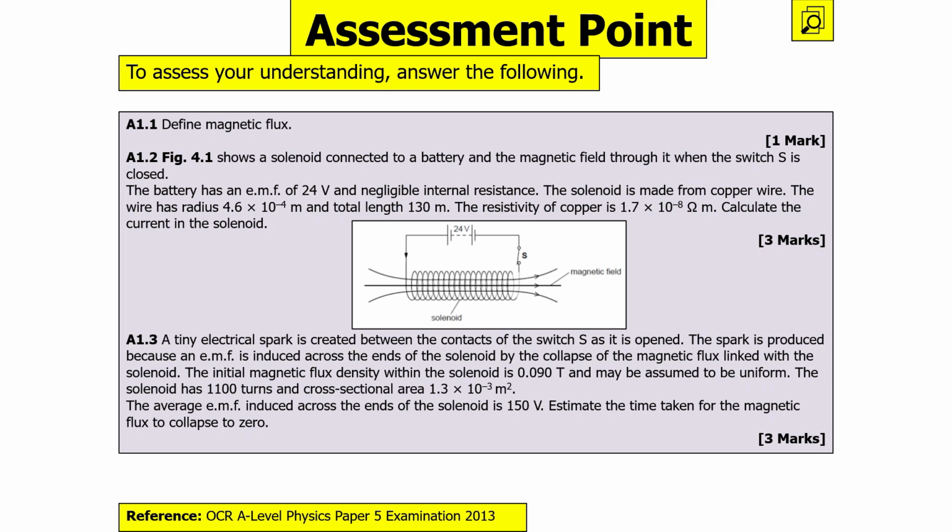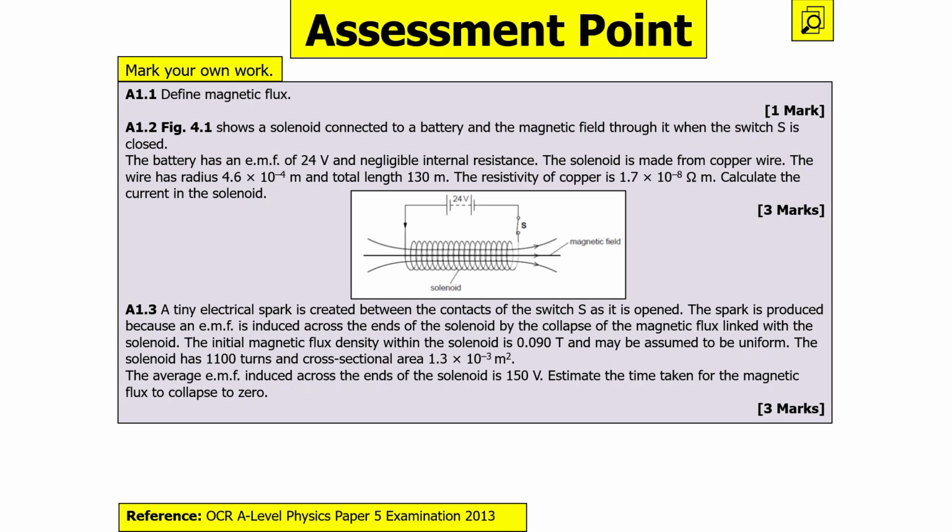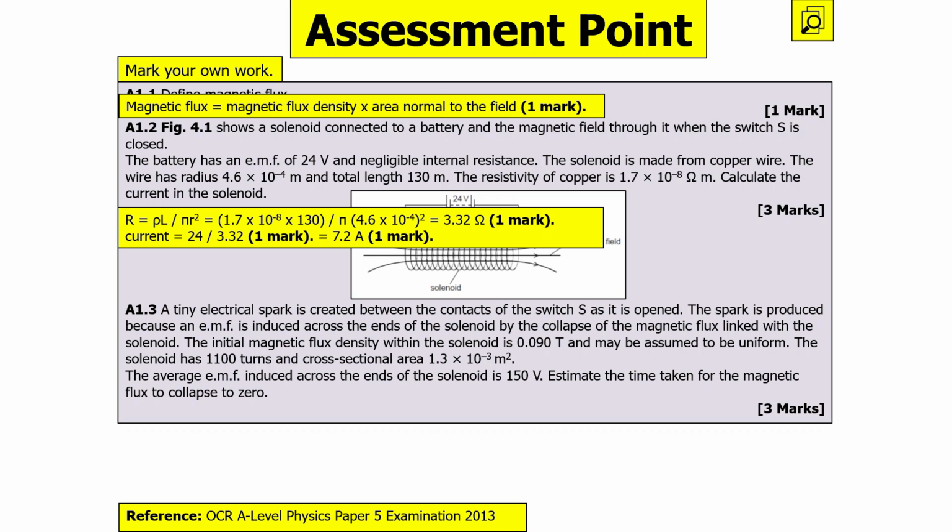Right, in our first question, we've got to be able to define what we mean by magnetic flux. Magnetic flux is the magnetic flux density times the area normal to the field. We can work out the resistance as the resistance is equal to resistivity times length over area, which because it's a wire is pi r squared. Pop in all the values and we get 3.32 ohms.